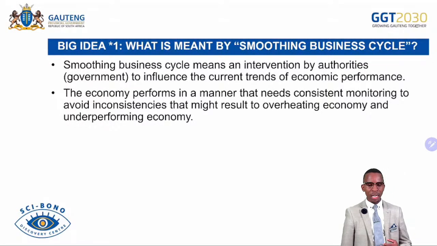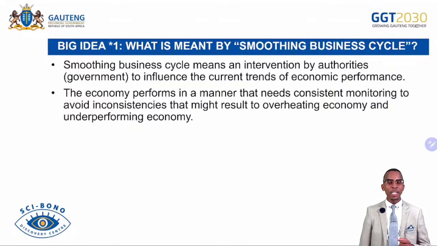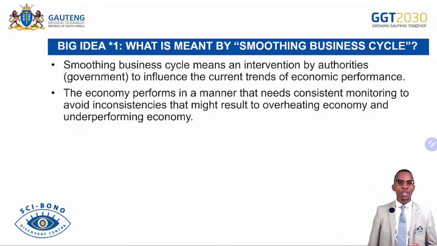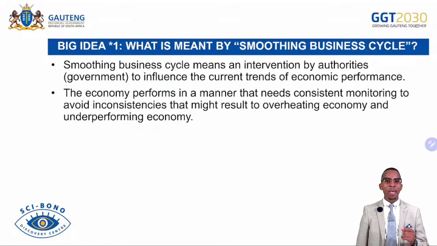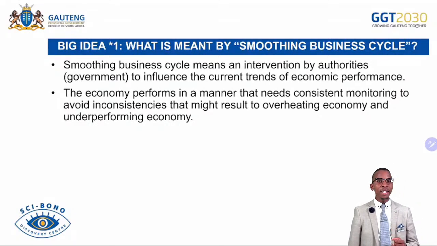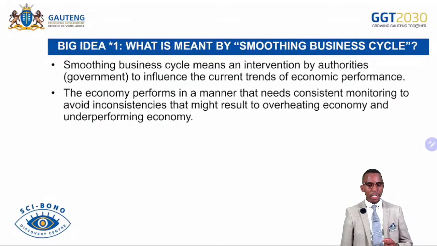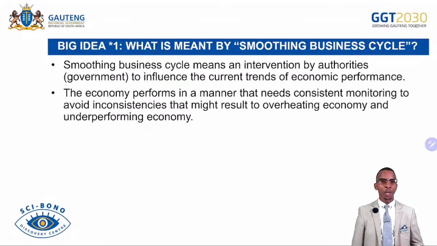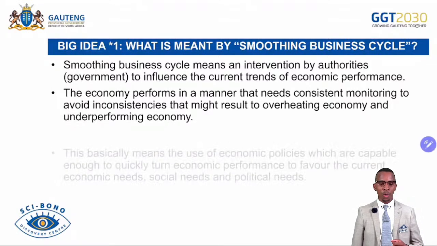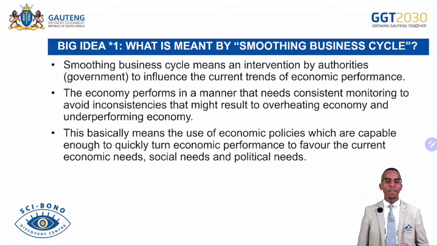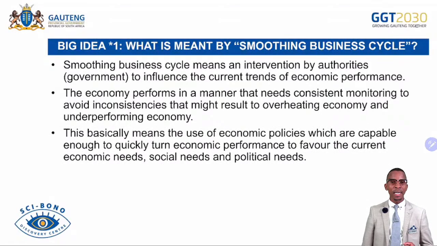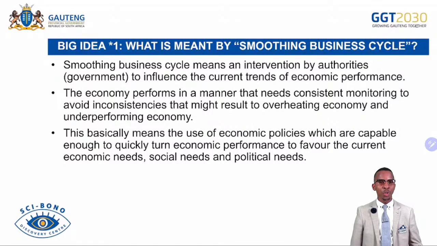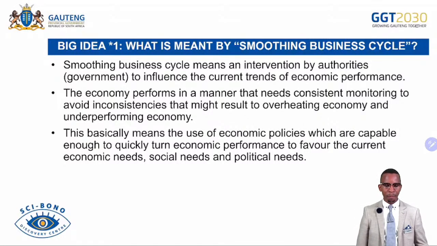The economy performs in a manner that needs consistent monitoring. One needs to take care of the economy. The economy cannot simply run without having an eye on it so that some errors or trends can be corrected. It needs consistent monitoring to avoid inconsistencies that might result in an overheating economy or an underperforming economy. We need to correct that so that the economy does not overheat, because if it is overheating, it is doing too well with higher inflation. If it is underperforming, that means there is very low production in the economy, so economic indexes are declining.